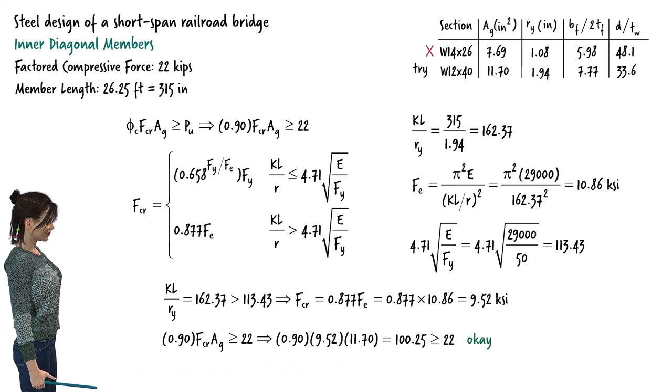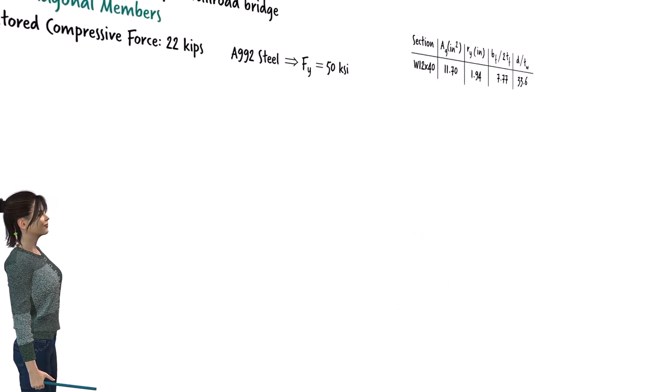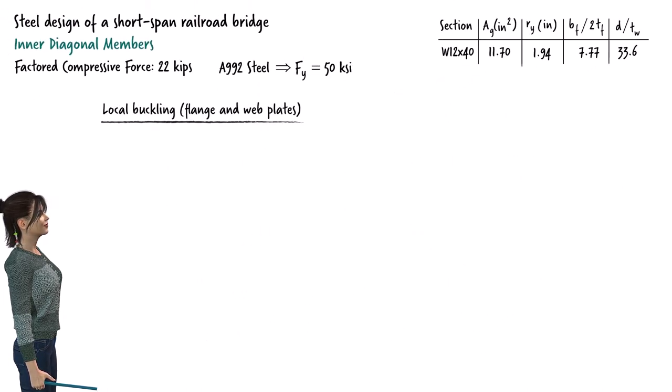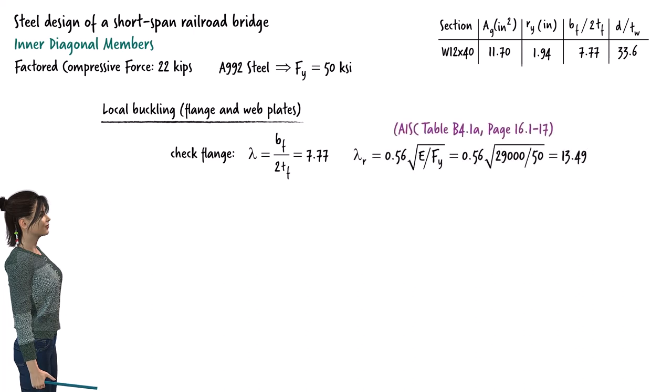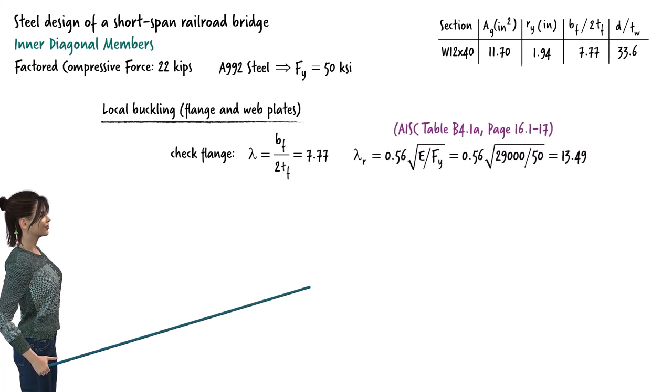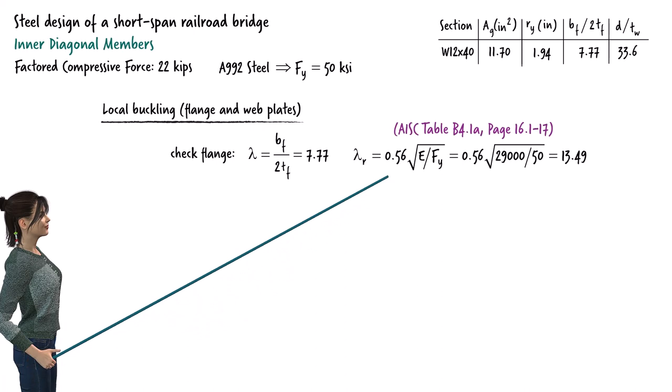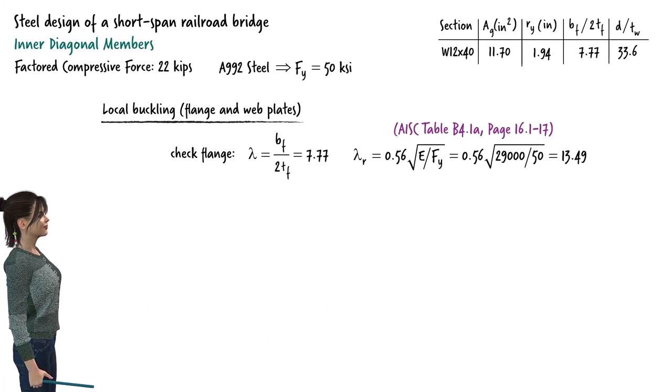W12/40 has sufficient overall buckling strength. Let's check for local buckling. To determine if local buckling controls the design, we need to check the width-to-thickness ratio of the flange and the web of the section. This ratio, referred to as lambda, for the flange of W12/40 is 7.77. The limiting value for lambda, referred to as lambda r, given by this expression, is equal to 13.49.